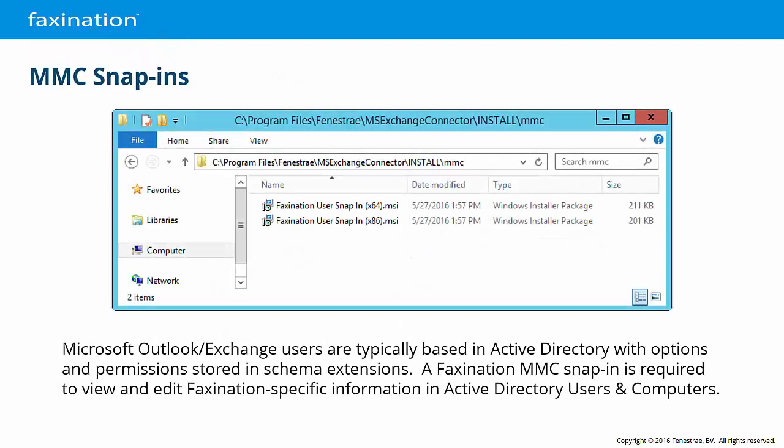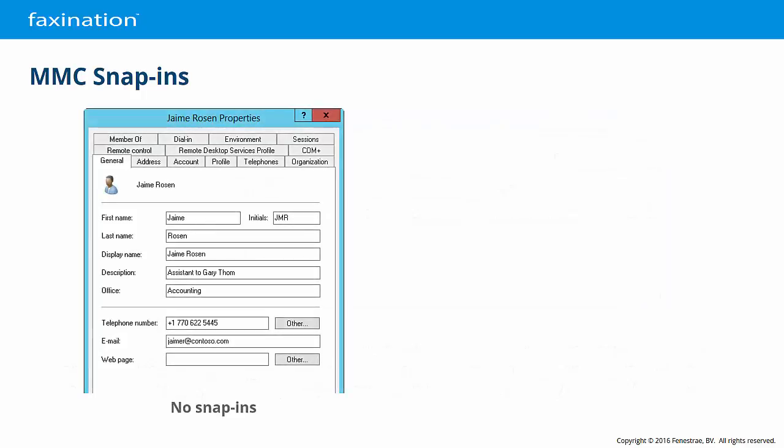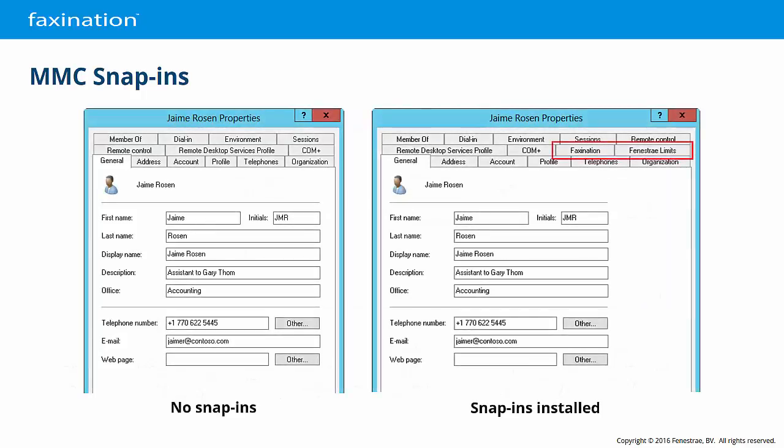Although not a requirement, Microsoft Outlook and Exchange users are typically based in Active Directory, with their options and permissions stored in schema extensions. A Faxination MMC Snap-in is required to view and edit Faxination-specific information in Active Directory Users and Computers. You can find both 32 and 64-bit versions of this MMC Snap-in in the Fenestre MS Exchange Connector Install MMC folder of the Faxination server. The MMC Snap-in adds the Faxination and Fenestre Limits tabs to Active Directory Users and Computers.